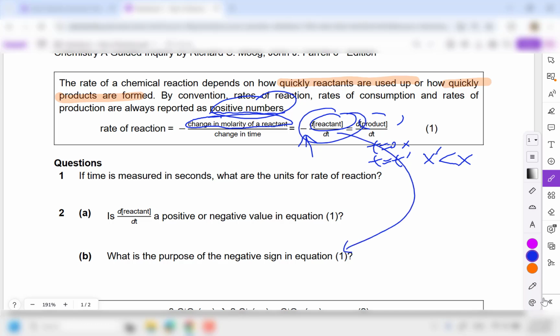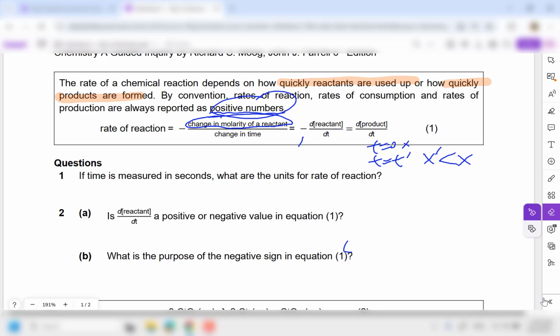So what is the purpose of the negative sign in equation 1? For the change in products over time, you do not need a negative sign to negate anything. So I'll just erase this to make it clearer. Rate of reaction equals minus d[reactant]/dt or plus d[products]/dt.